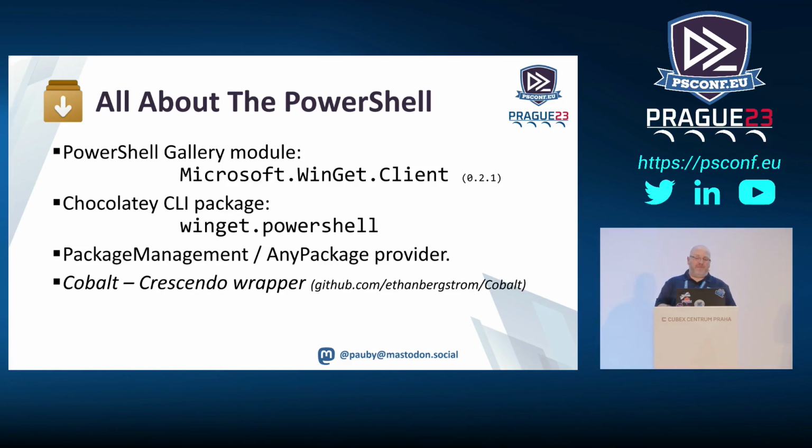And I've put at the very bottom there in italics, Cobalt. I only found out about this on Saturday. That's why it's in italics, because I haven't used it and I don't know much more about it than this, but I thought it was worthwhile pointing out. So there's a Crescendo wrapper for Winget, as I said, called Cobalt. And Ethan Bergstrom has created that. I think he did some stuff around PowerShell DSC as well for Chocolatey. So he's well into his package manager with PowerShell type work. So that might be something that you could use as well.